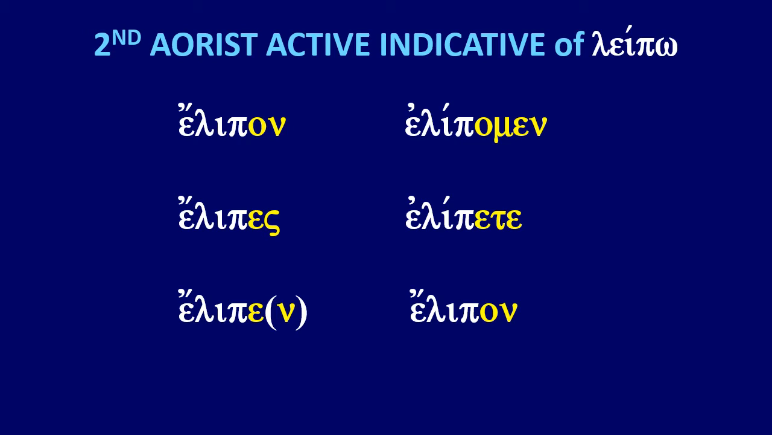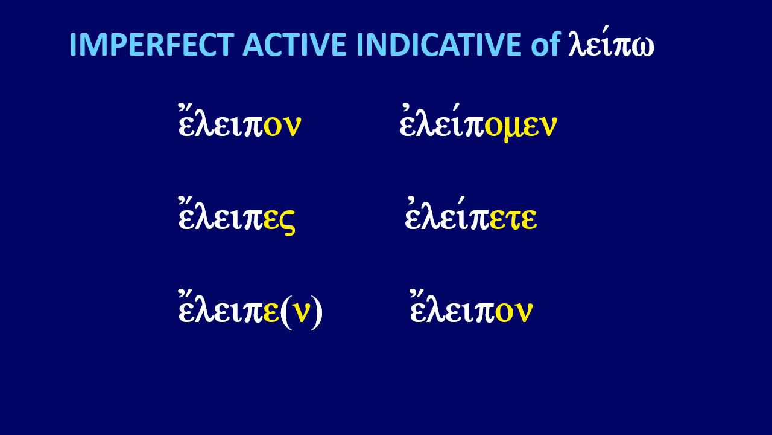The other thing to note is they have an augment, so the epsilon precedes lipon, etc., all the way through those various forms. And then the third thing to note is that the endings, elipon, elipes, elipe, elipomen, elipete, elipon, etc., should look very familiar to you. The ending is the same as we see here for the imperfect active indicative of leipo. So the imperfect tense forms you've already learned, and here they're just reintroduced for the second aorist active.